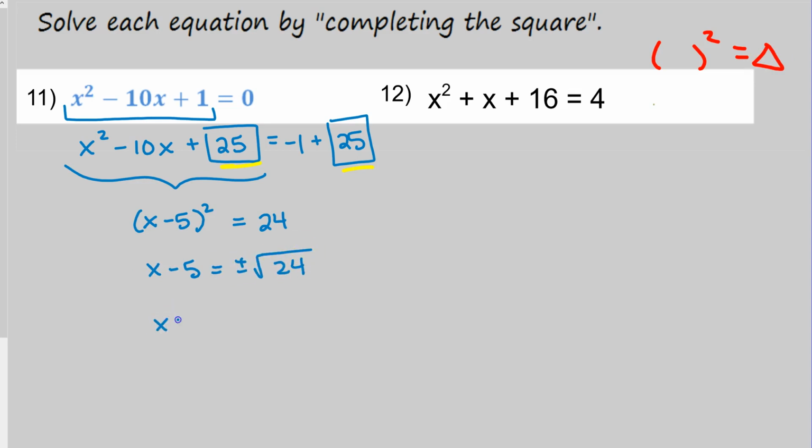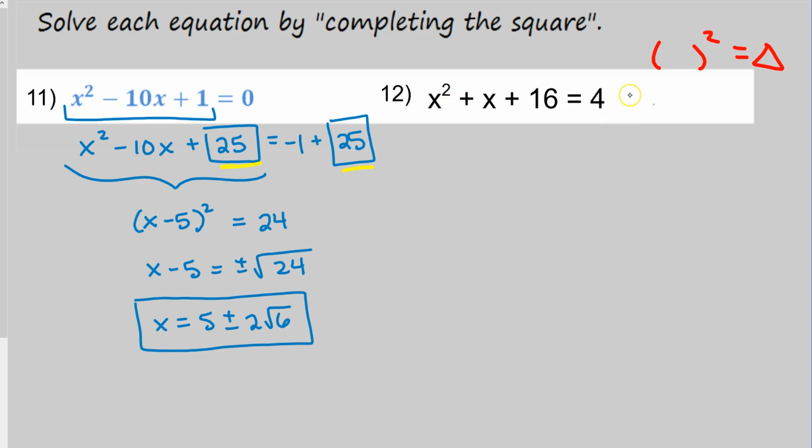Add 5 to both sides to get x by itself, and simplify the radical if you can. So this is going to be 2 square root 6. So our answers are 5 plus 2 square root 6 and 5 minus 2 square root 6. Leave your answers as exact answers, no need to change them to decimals.